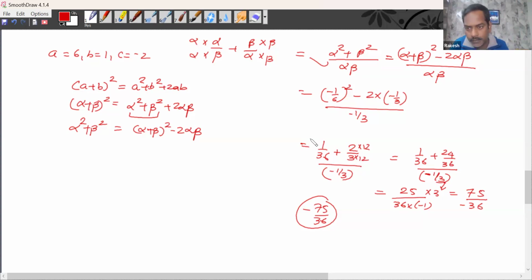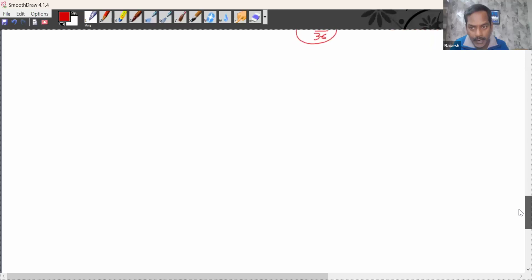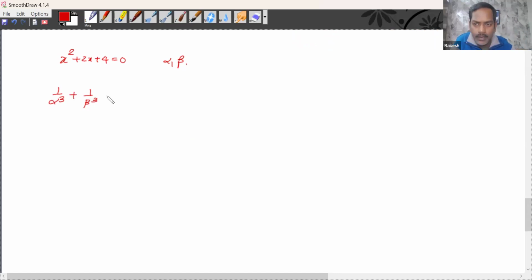Let's take one more example. This will help you see the variety of questions which can be formed here, right? So I'm taking one example, say the quadratic equation is x square plus 2x plus 4 equal to 0. It says that alpha and beta are the roots, and we have to find the value of 1 over alpha cube plus 1 over beta cube, right? So slightly more complicated than the previous two questions, as you can see. Doesn't matter. We can handle them. We have to just use the algebraic identities, right?